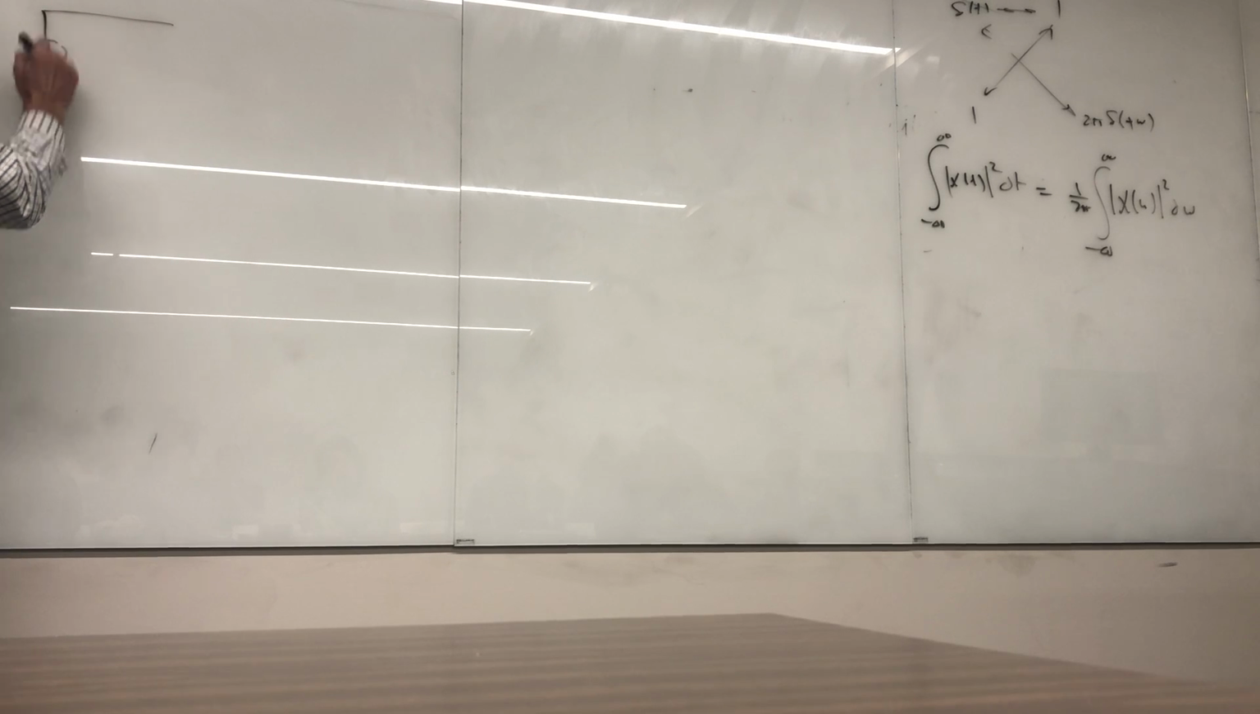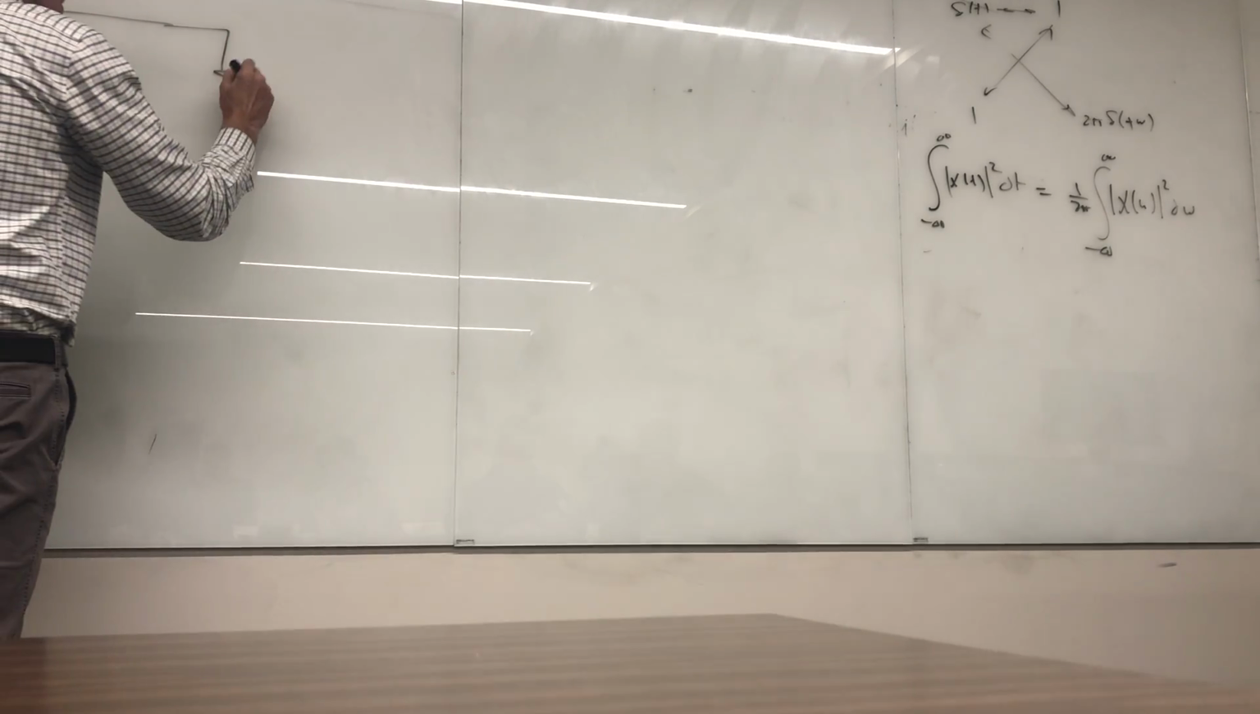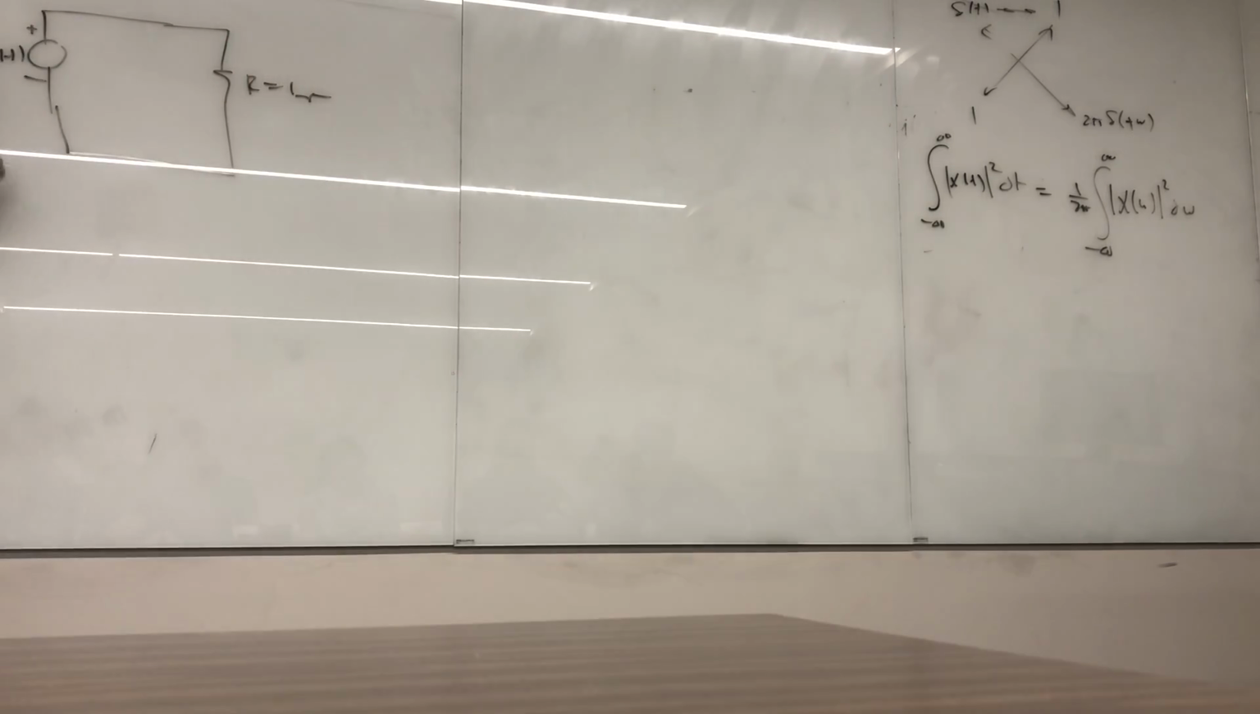Let's assume we have this. I'm going to have a voltage plus to minus, and I'm going to say the voltage is just e to the minus 2t u of t. That's a voltage, and it's going to go across a resistor. The resistor is R equal 1 ohm. I can't get any simpler than that, can I?